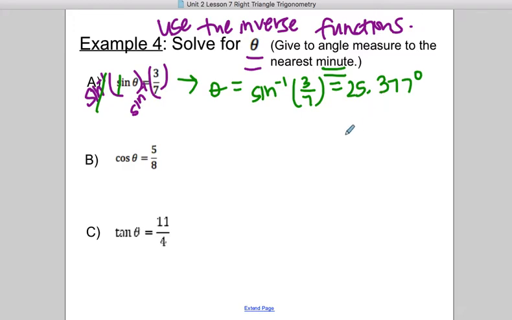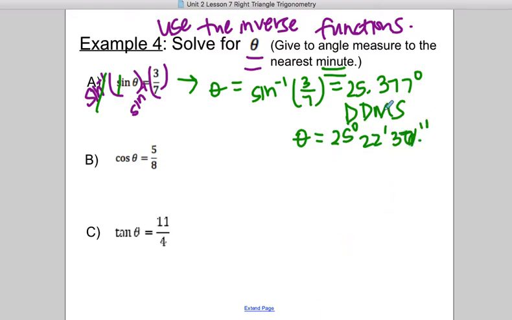So if you go into angle and down to number 4 again, where is that button? DMS. DMS. And then convert it, you will get 25, so theta is equal to 25 degrees, 22 minutes, and 36 point something seconds. So it's 37 seconds.